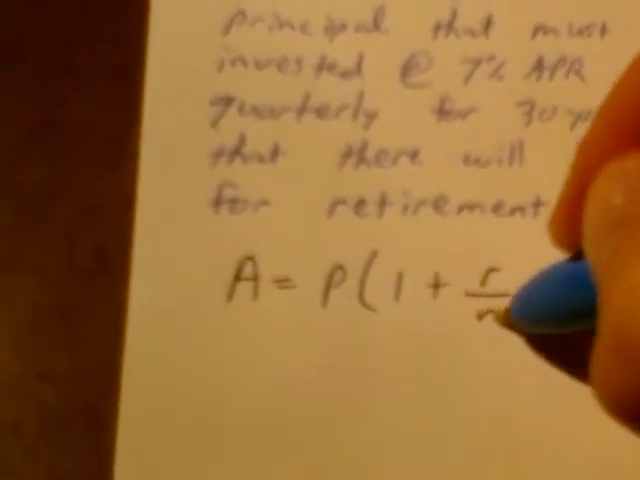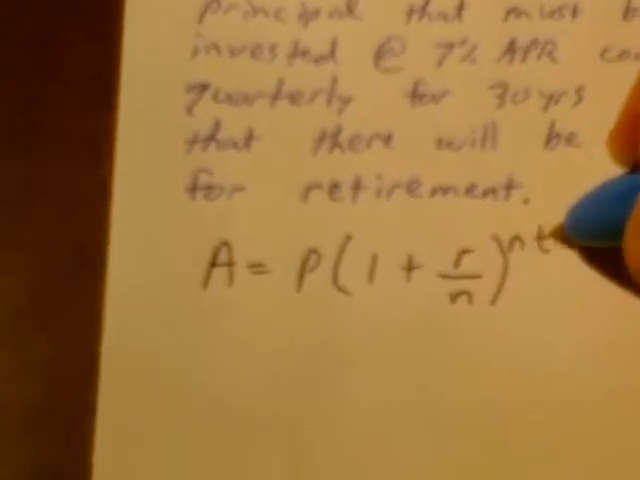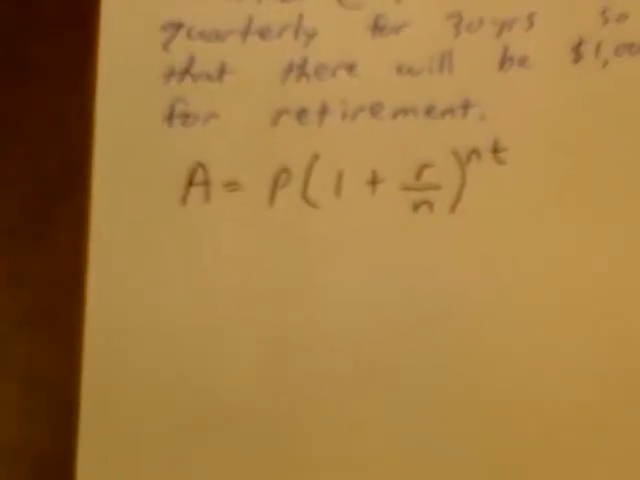So in any case, we are going to do the compounded quarterly, so we need to make sure that we're using our proper formula. So we have A equals P times (1 plus r over n) to the nt. And we need to know the principal.